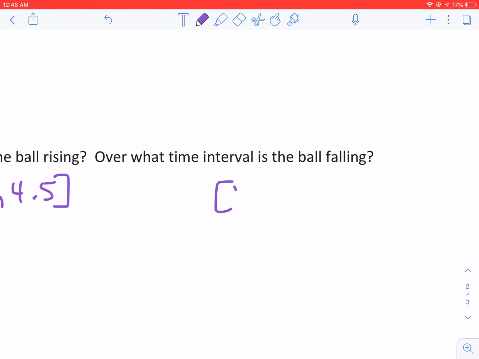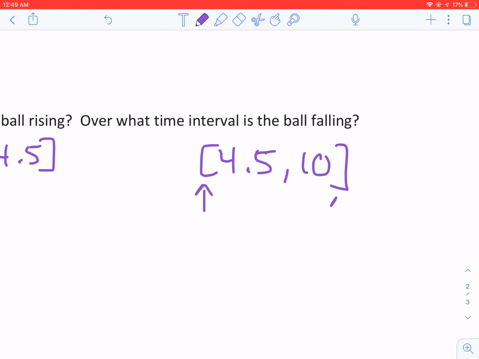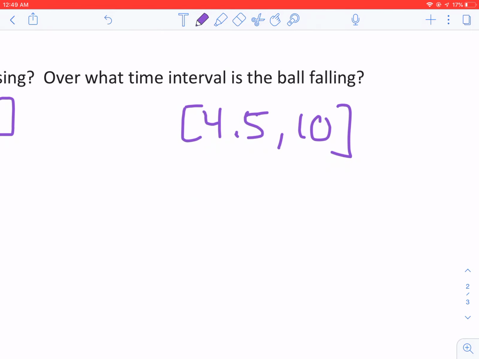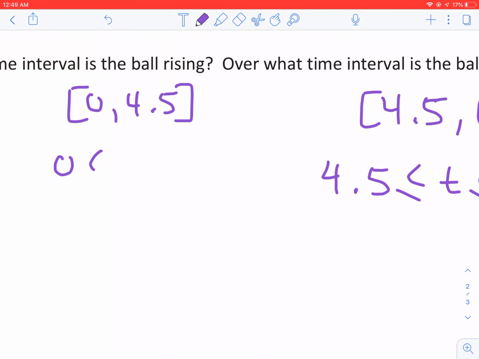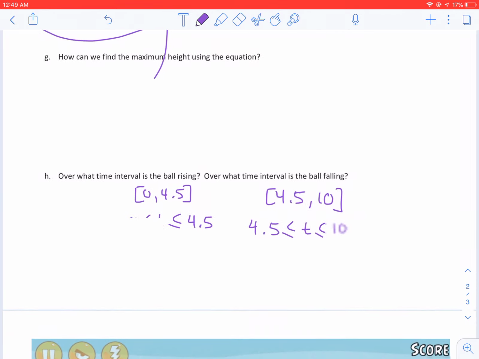And so 4.5, comma 10. And again, it doesn't matter whether you include these or not for these intervals. You can also write it in this notation if you want. And again, it doesn't matter whether you include the equals to or not. If you're writing it this way, make sure you use t for time, though. Alright, cool.